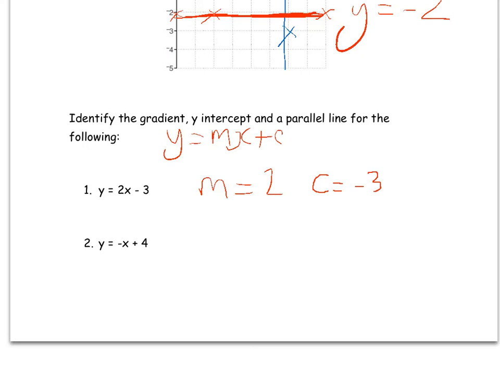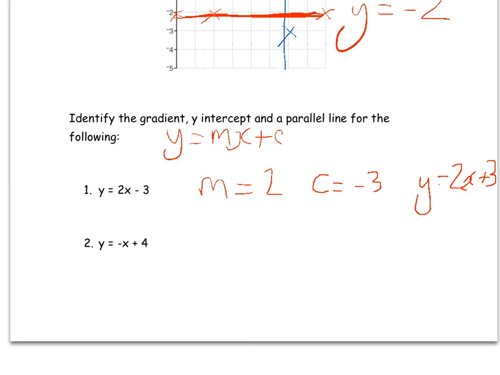Finally, a parallel line to this. A parallel line is where two lines will never meet. And this only ever happens if the gradient of the two straight lines are the same. So we need any straight line where the gradient is still 2x plus whatever value you want. So let's go for 3, just not the one that we're given in the question.